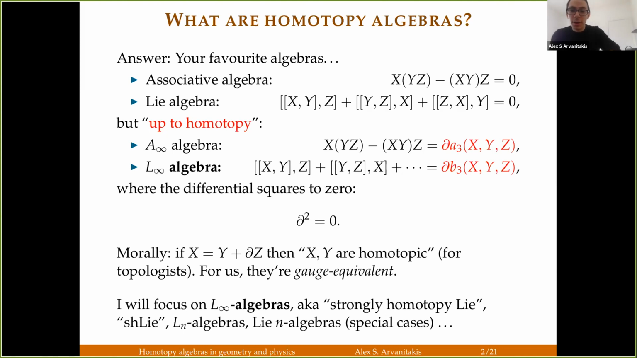Right, so I will focus on L-infinity algebras, because that's kind of the more universal formulation. For reasons that I won't have time to go into, there exist theories which have both A-infinity and L-infinity formulations, but for example, for gravity theories, there is apparently no natural A-infinity formulation, so I will stick to L-infinity.